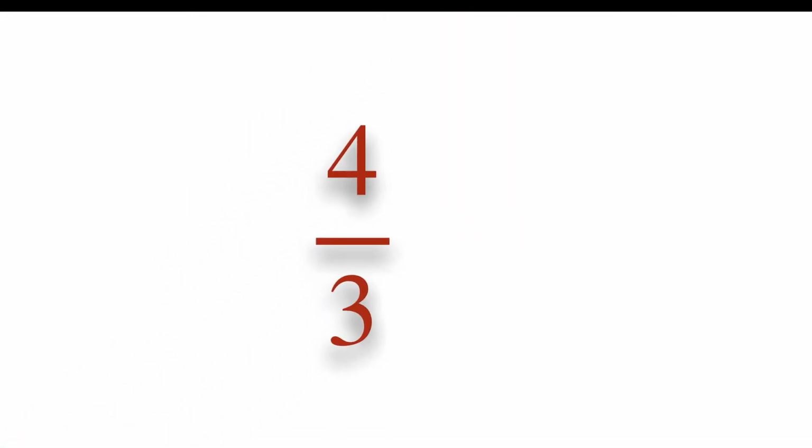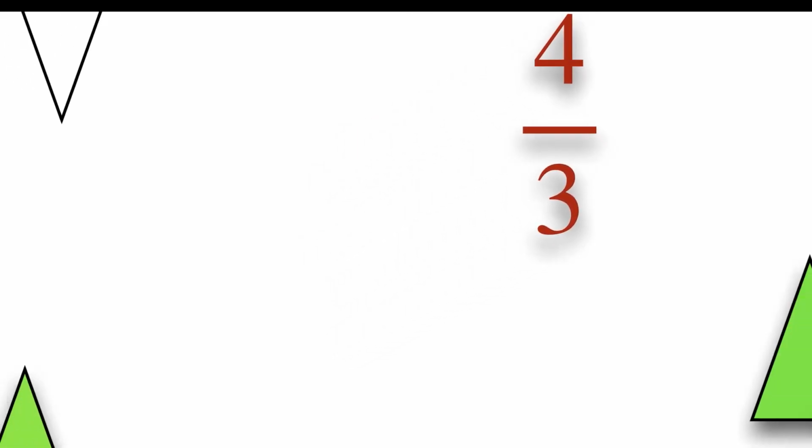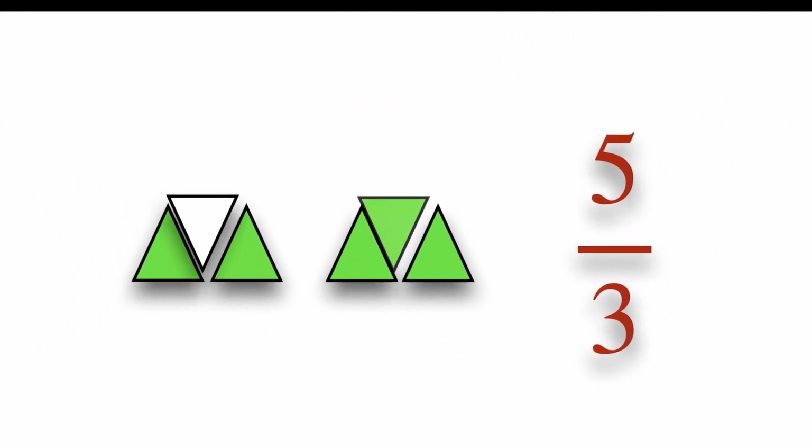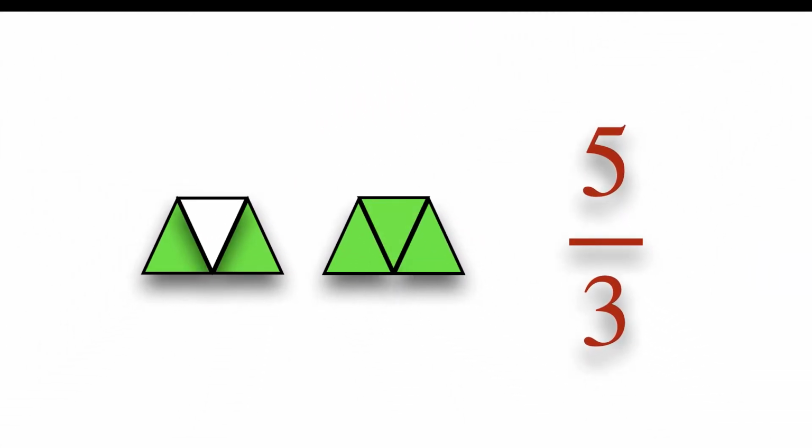For example, 4 over 3 is an example of an improper fraction, as its numerator is bigger than the denominator. In this diagram, each small triangle represents 1 over 3, or 1/3, of the total. 2 over 3, or 2/3, of the shape is shaded. This fraction is a proper fraction. However, in this diagram, a total of 5 triangles are shaded. So the total shaded fraction is now 5 over 3, or 5/3. This is an example of an improper fraction.